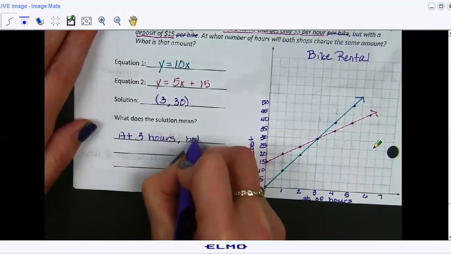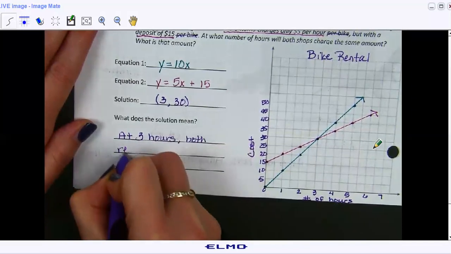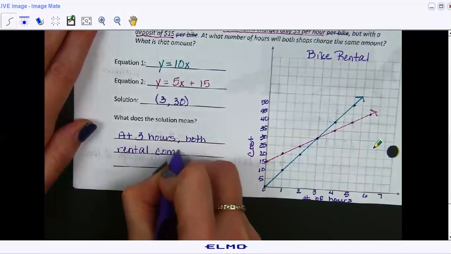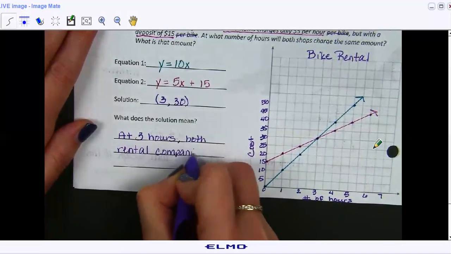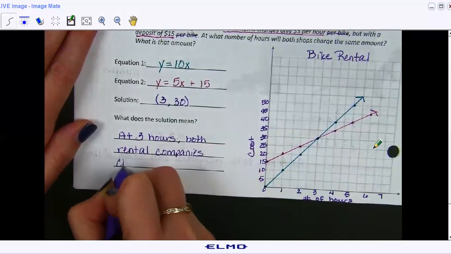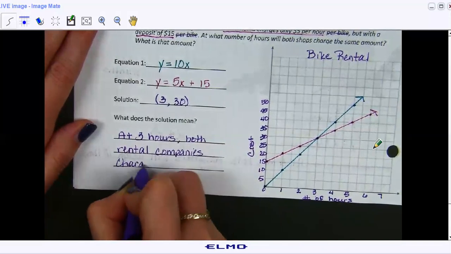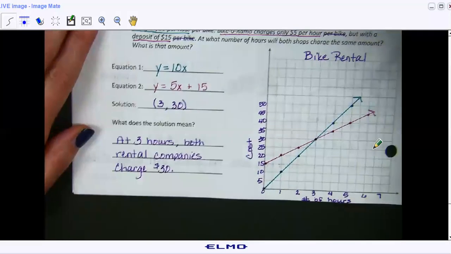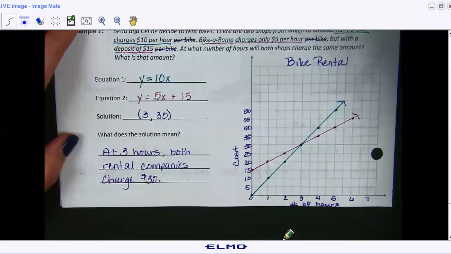both rental companies charge $30. This was an easy lesson. All right, and that concludes lesson 4-1 with some minor blunders.